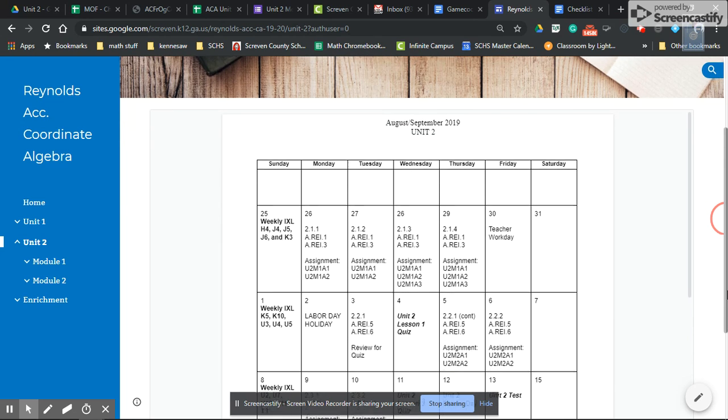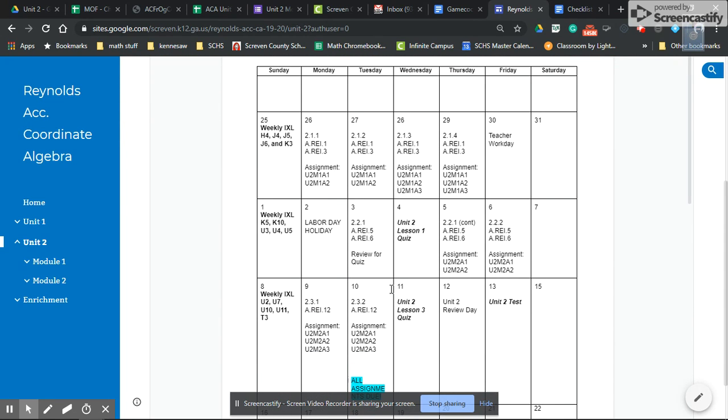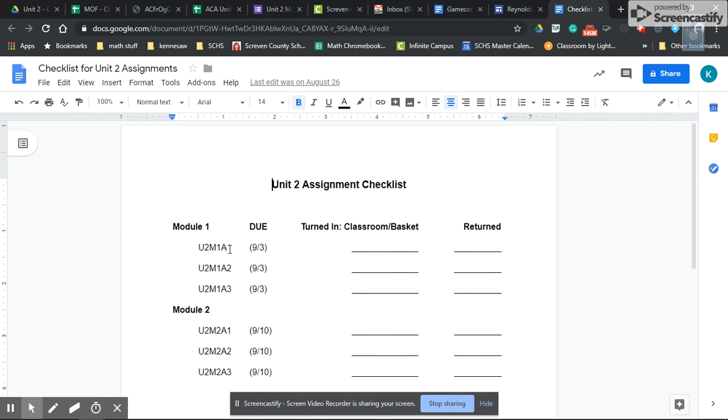So in this calendar, it has the recommendations for what assignments that they need to be doing each night. And so on the 26th, they should have been doing 2-1-1, and they should have been working on the first part of assignment 1 and the first part of assignment 2. Again, those on the checklist are these top 2, this one and this one. Okay.